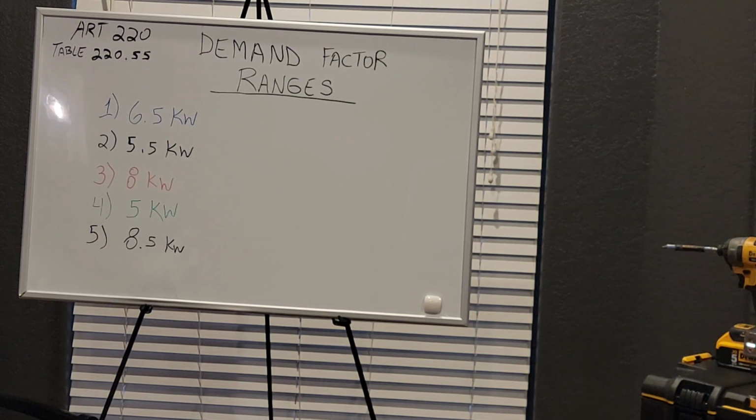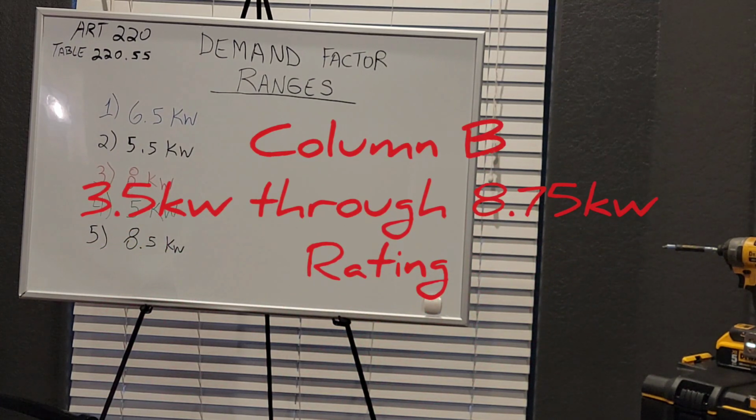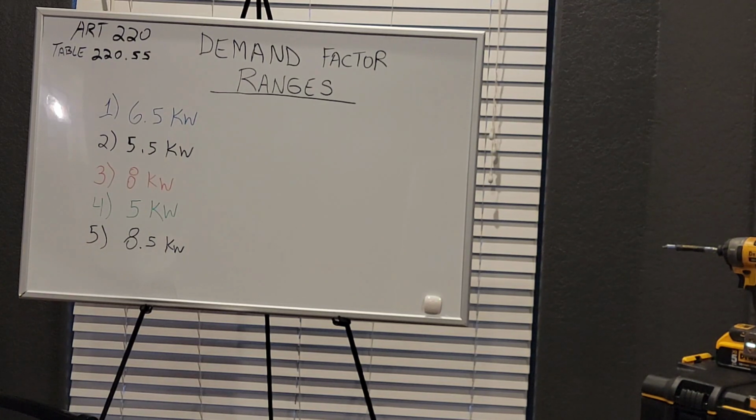It shall be permissible to add the nameplate ratings of all household cooking appliances rated more than 1 3/4 kW, but not more than 8 3/4 kW, and multiply the sum by the demand factor specified in column A or column B. So we already X that out because all our different numbers here fall under column B. All right, so that's the one you're gonna use. Column B, 3.5 kW through 8 3/4 kW.